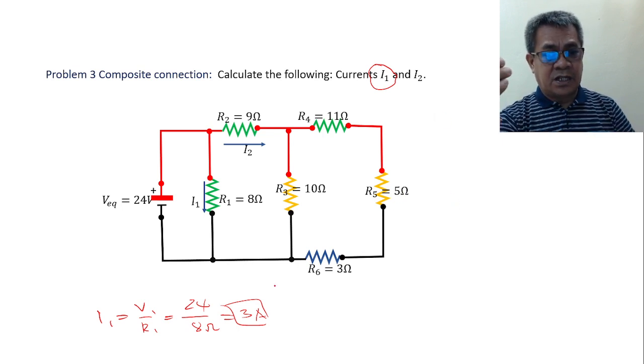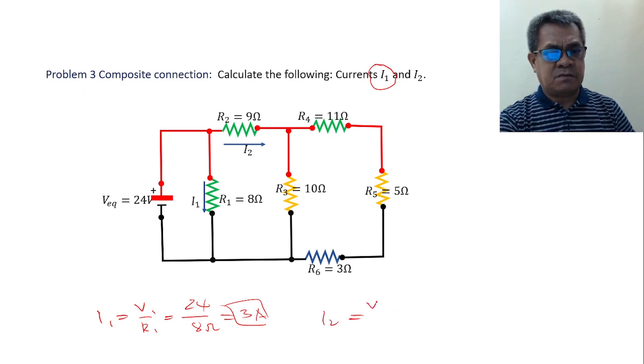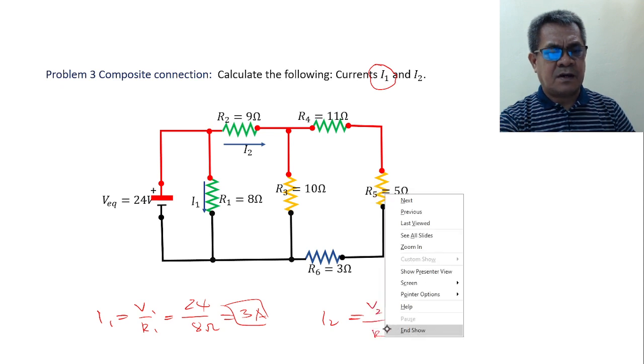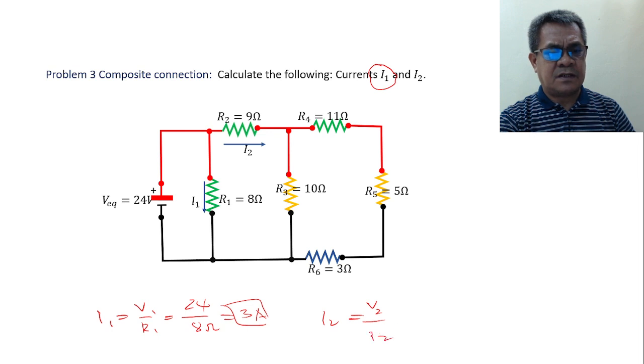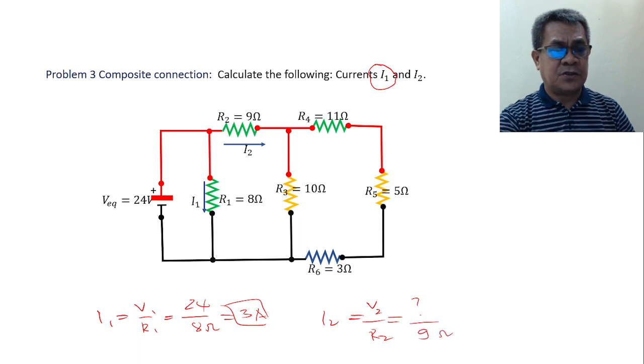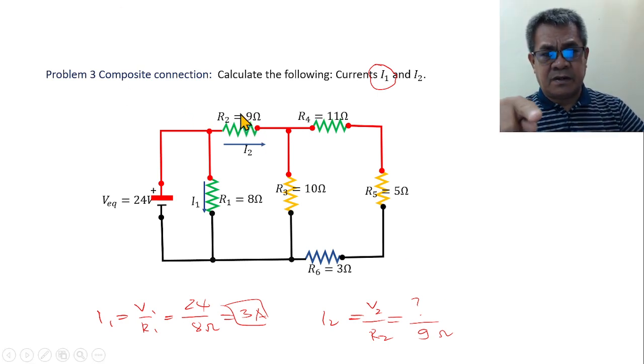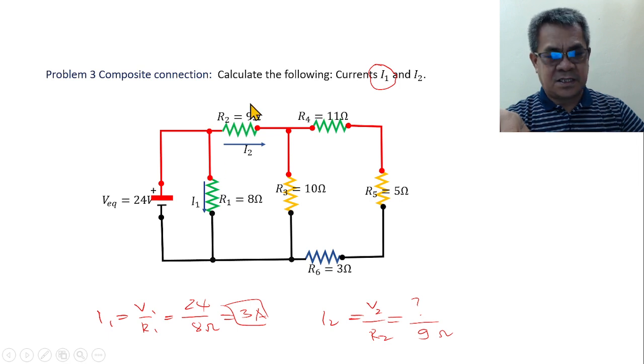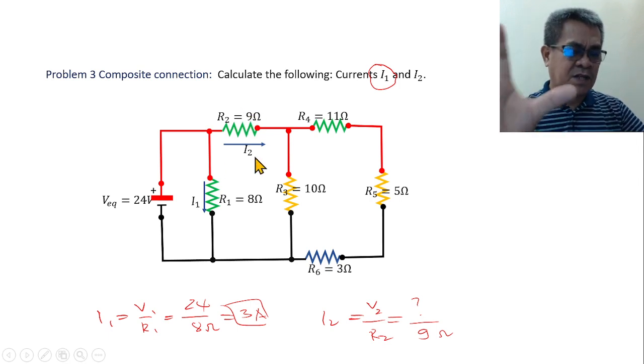Now, how will you calculate I2 here? Of course, you can use Ohm's law, and this should be V2 over R2. But you don't know what V2 is. You have R2, 9 ohms, but you don't have V2. Now, remember, R2 is not in series with the source and not parallel to the source. So this is again a complex circuit.